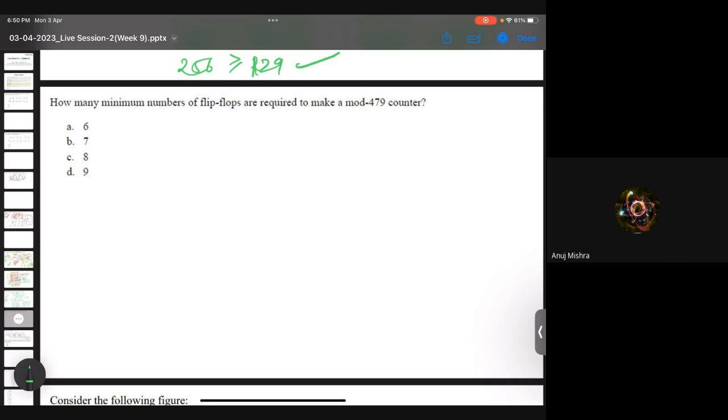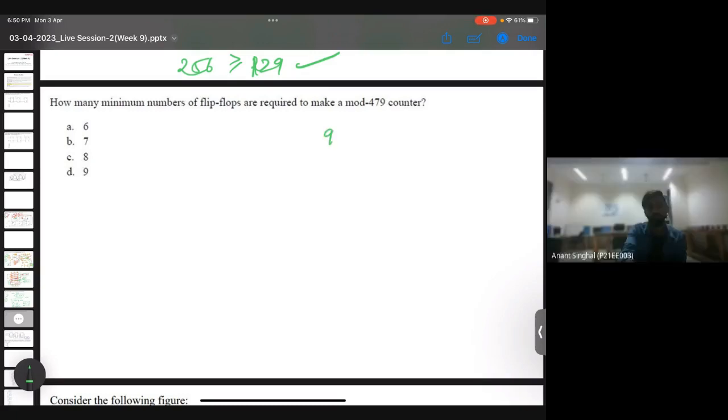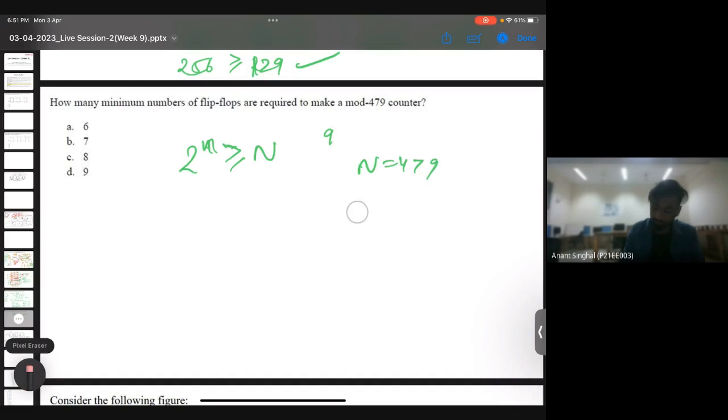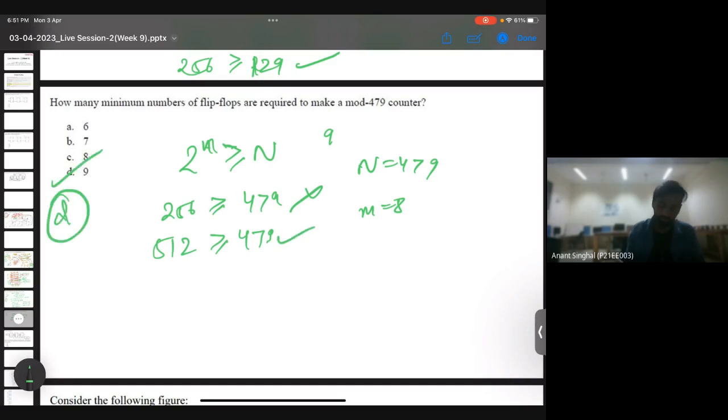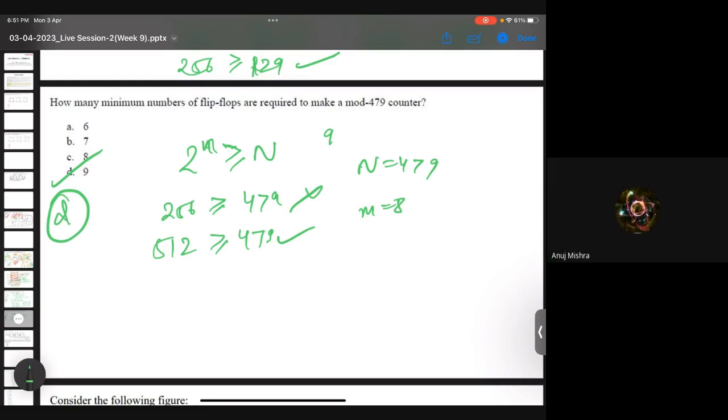Sir, 9. Okay, so we'll check again for the condition 2 to the power m should be greater than or equal to n. So n is 479. We check for m equal to 8, which is 256, right? 256 is not greater than or equal to 479, so when we check for 9, it is 512. So the correct answer is 9 only. Is it clear? Yes, sir, clear.